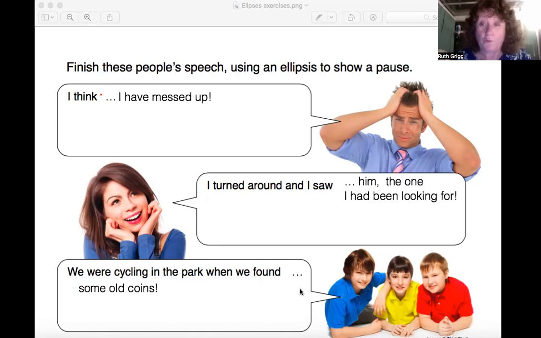Now these old coins could be very precious, worth a lot of money. So again, there should be no gap there. "We were cycling in the park when we found... some old coins." So no doubt they'll take them somewhere to get them evaluated, see how much they're worth, and then they can perhaps cash those old coins in and buy something that they like. So that's very exciting for them.